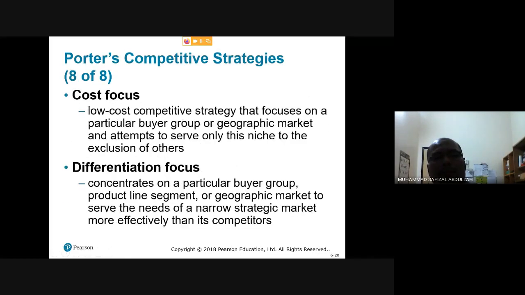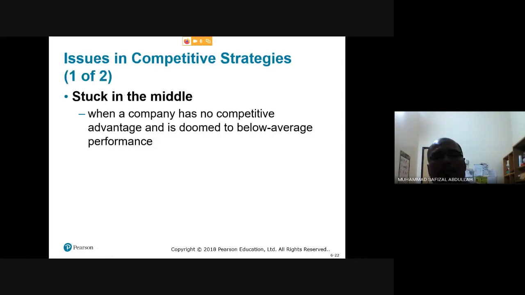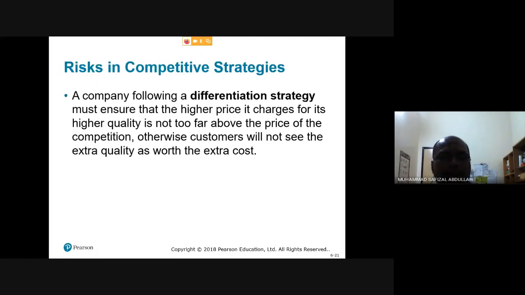Alright, this is the story from earlier. Risk in competitive strategy. Okay, a little on this one. A risk in competitive strategy. What are the risks that you could face in a competitive strategy?